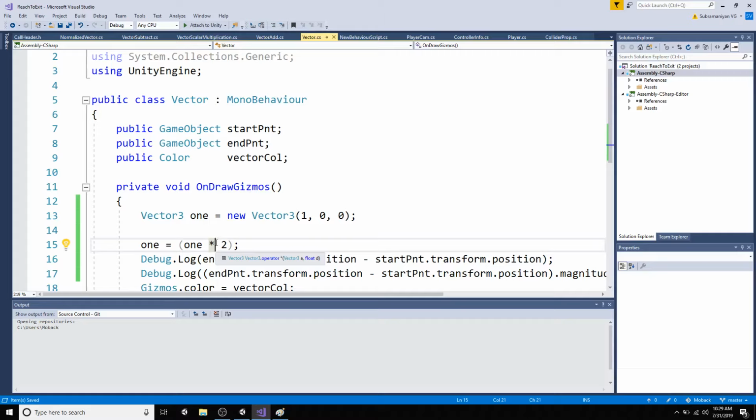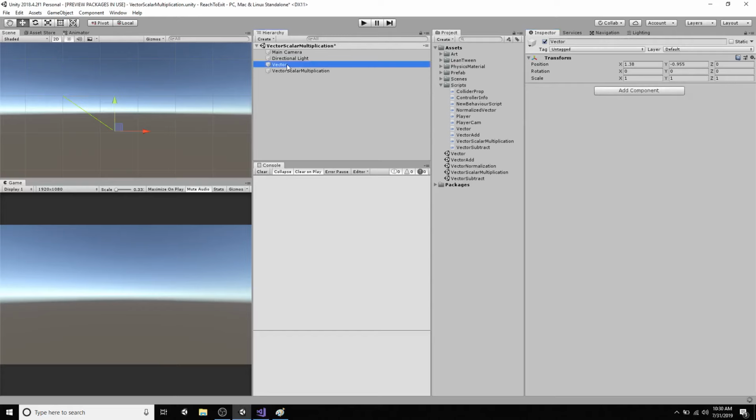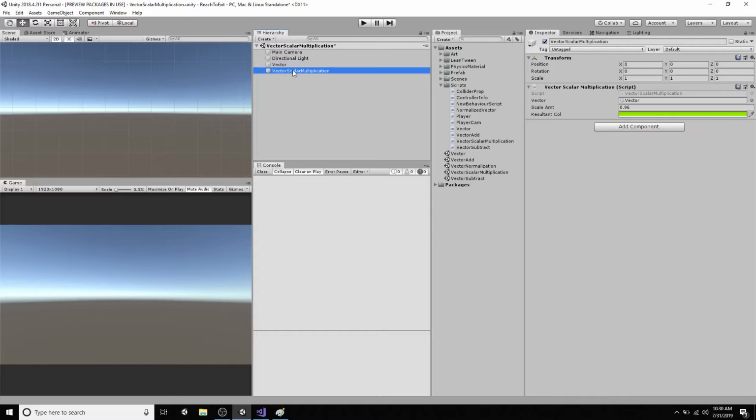So this is scalar vector multiplication, which allows you to scale the vector either in the positive or negative direction, but in this case the direction won't change. The next one that we are going to see is vector normalization.